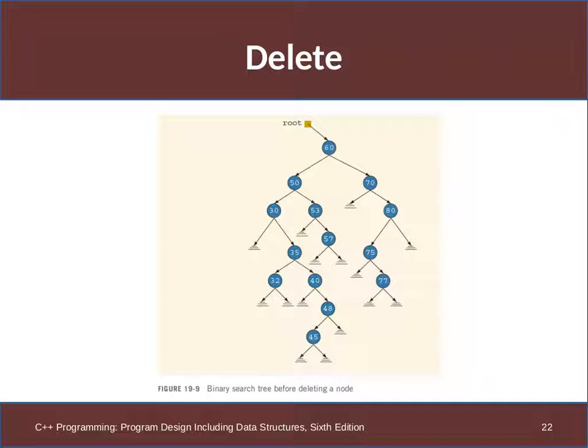That's the hard one. So let me take a step back. We've identified the 4 cases. Leaf is easy, and then the 2 cases of if you have one child on the left or the right aren't that bad. But now if you have to delete something and you have 2 children, what do you do?